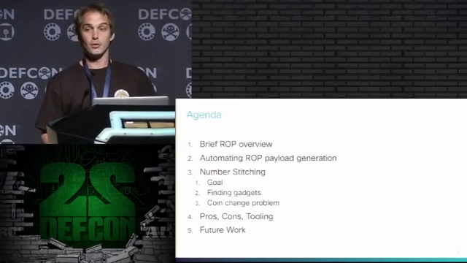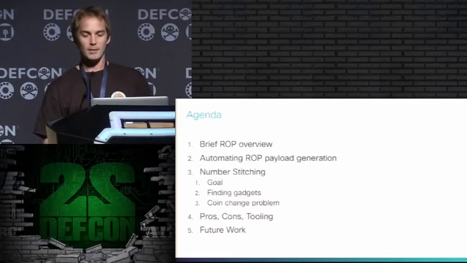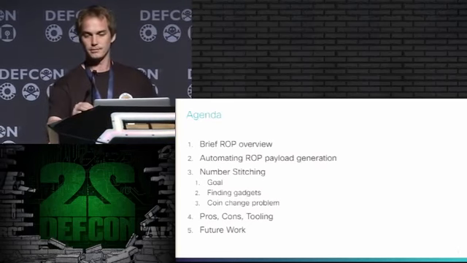So I'll go through the goal, what I was trying to achieve and why I did it. How I found the gadgets, and the core of the problem, which is the coin change problem, which I'll get back to later. And then I'll have a quick chat about the pros, the cons, the tooling that I'm releasing, and any future work.